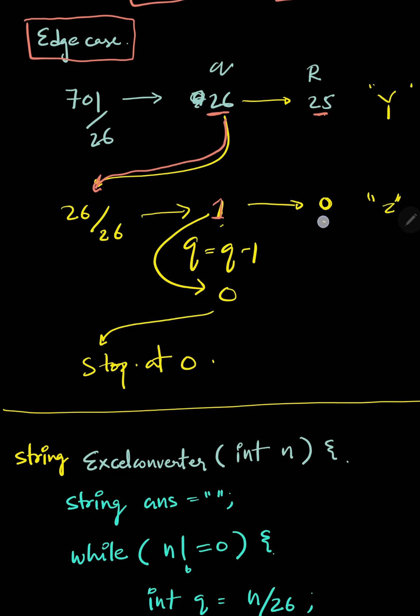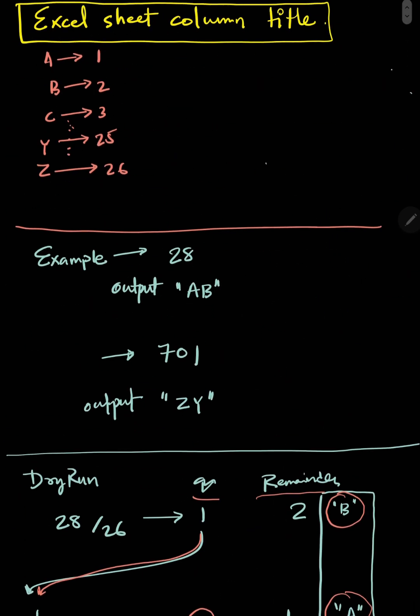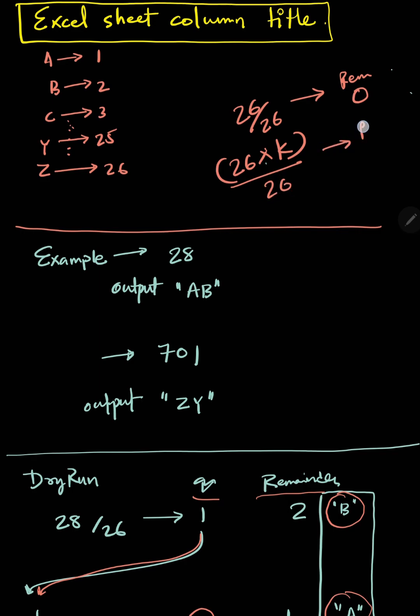Now, remainder 0 is actually Z only. We will never get 26 as a remainder. When you do 26 divided by 26, the remainder will always be 0, or 26 times some k divided by 26, the remainder will always be 0. But that 0 is actually the Z.